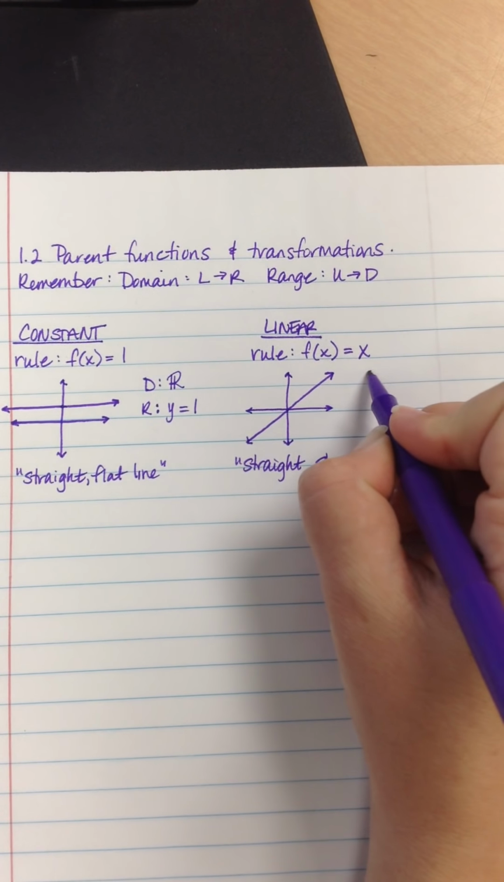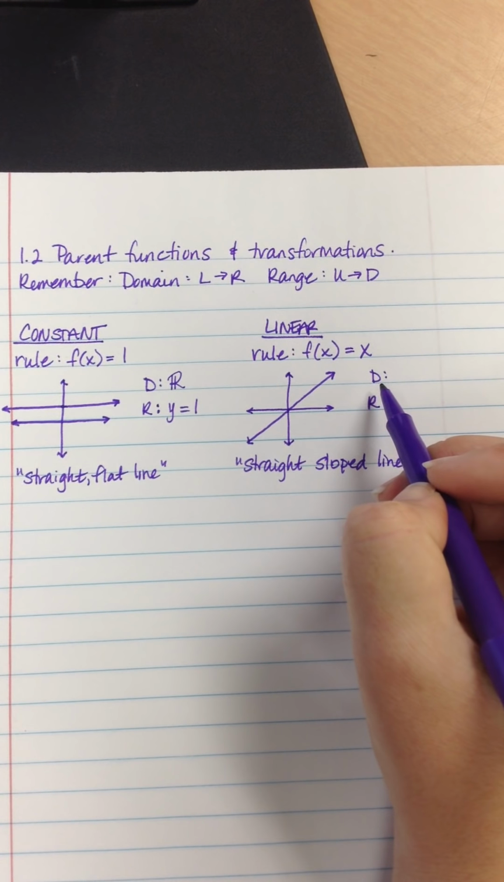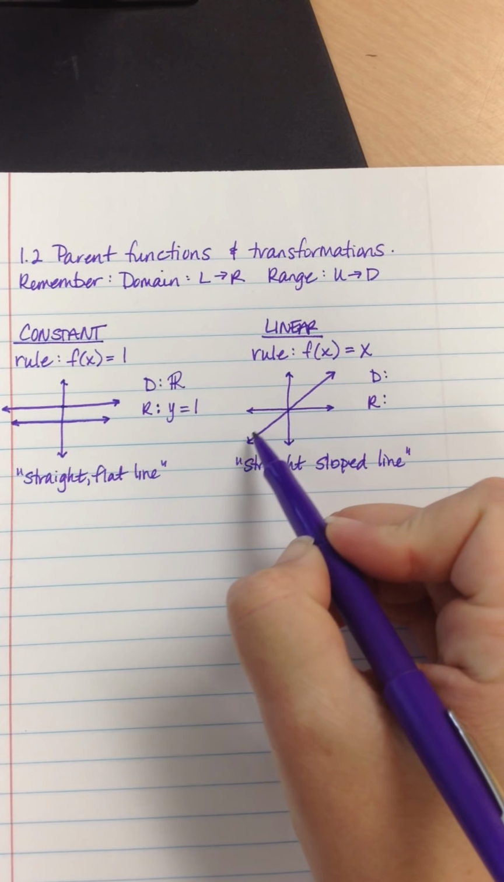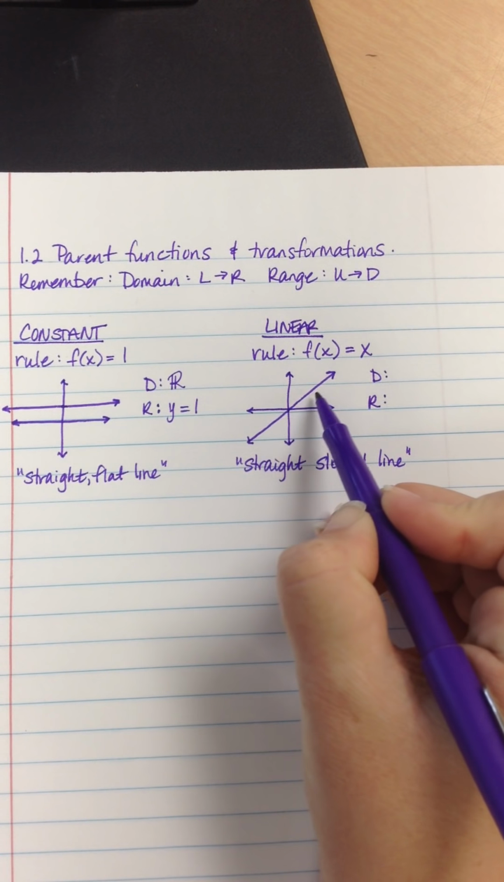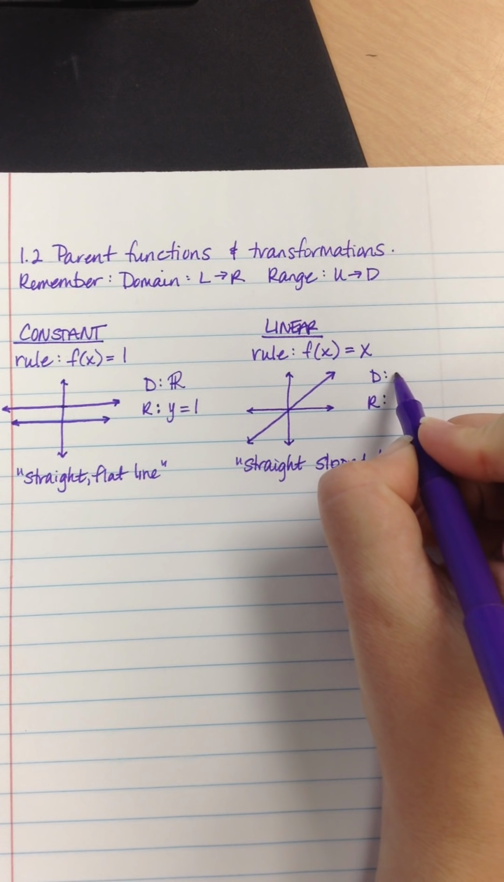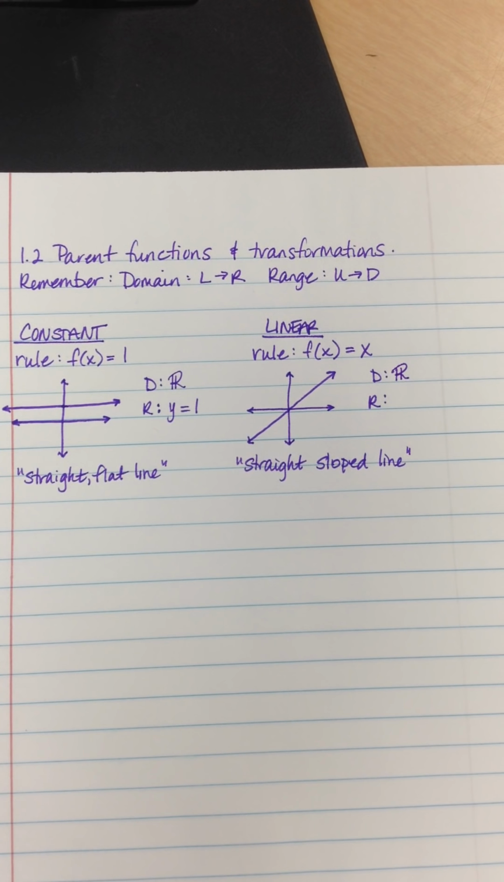We want to identify the domain and the range here as well. Again, domain, that's where we're looking at the graph from left to right. The graph is going left forever. It is also going right forever. If it goes in both directions forever, your answer is always all real numbers.